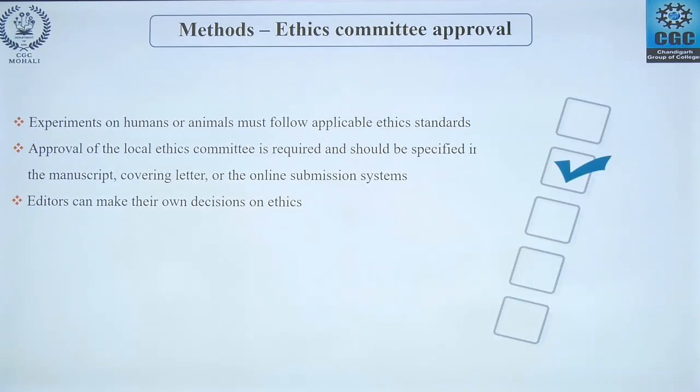Now, if your work involves experiments on humans or animals, it must follow applicable ethics standards, such as the most recent version of the Helsinki Declaration, or the relevant animal experimentation guidelines. Approval of a local ethics committee is required and should always be specified at this point in the manuscript, like the covering letter or the online submission system. You need to mention that. However, even approval of the local ethics committee does not guarantee that the editors will also agree that the work was done in an acceptable manner.